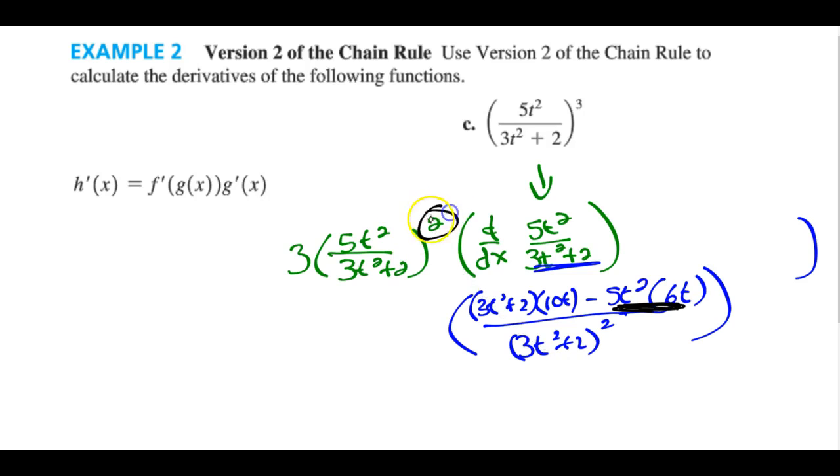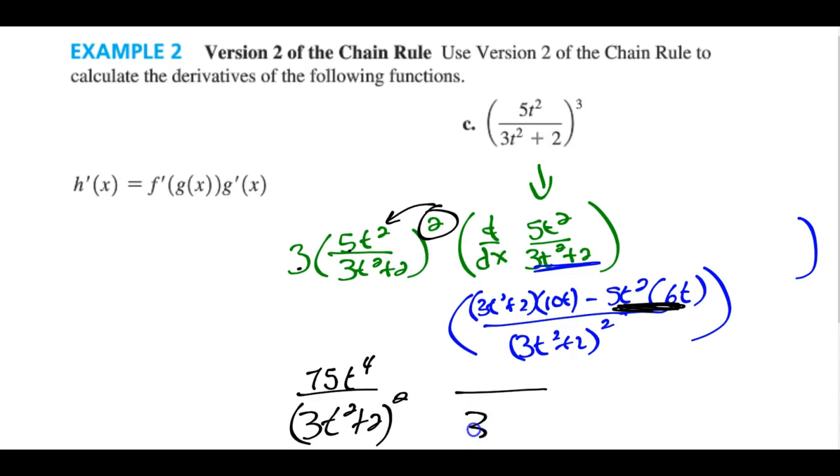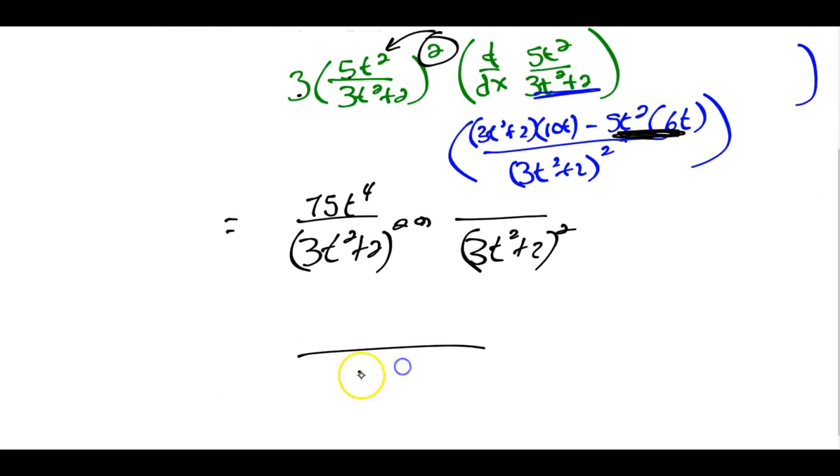You do probably want to distribute this and make that 25 times 3. So that's going to be like a 75t to the 4th over 3t squared. And so this squared gets multiplied by this squared, and then, since nothing canceled from numerator and denominator, you'll probably end up with a 3t squared plus 2 to the 4th.